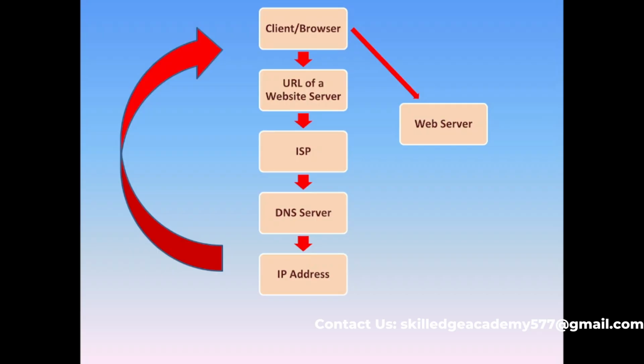When you type the URL, the request goes to the local ISP. ISP stands for Internet Service Provider. They are the companies who are providing internet to us, like Jio, Airtel, BSNL, etc. in India. And they forward the request to the nearest DNS server.